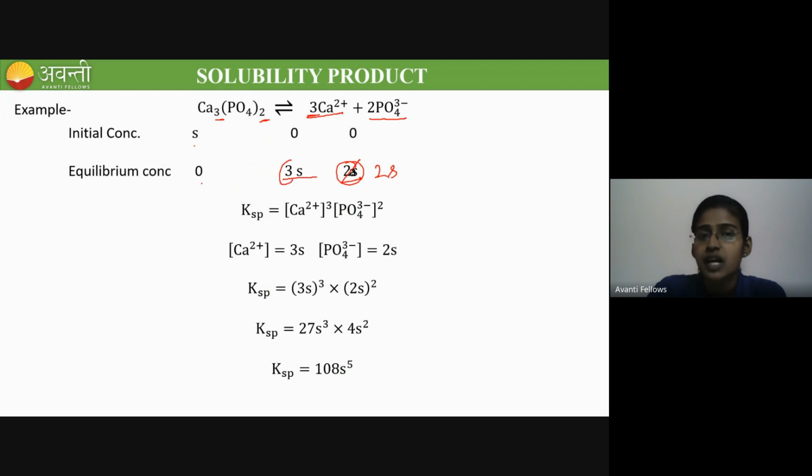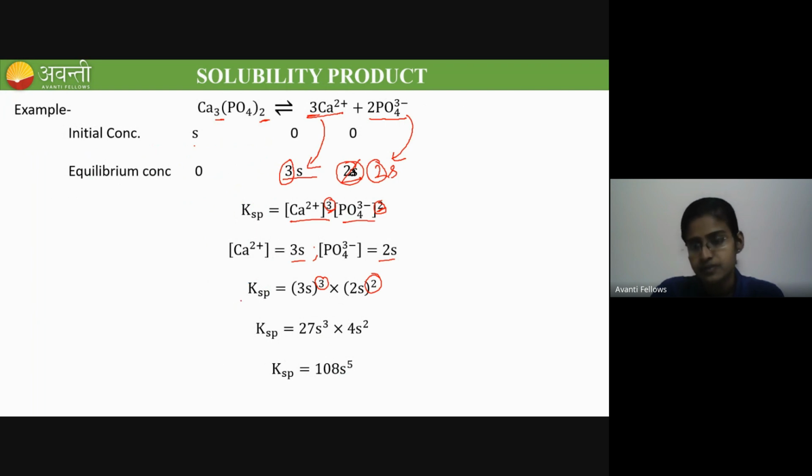And we are putting these coefficients to the power. So for the calcium ion it is 3S and for the phosphate ion it is 2S. In place of the concentration, you substitute 3S and 2S. If I substitute here, what will I get? (3S) cube and (2S) square. If we solve this, 3 cube is 27, S cube into 4 into S square. 27 into 4 is 108, S power 5.